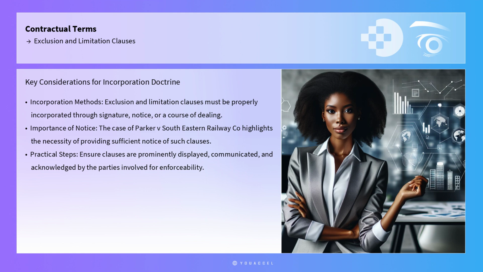Professionals must also consider the incorporation doctrine, which requires that exclusion and limitation clauses be properly incorporated into the contract. This can be achieved through signature, notice, or a course of dealing. The case of Parker v. Southeastern Railway Co., 2 CPD 416, highlights the necessity of providing sufficient notice of such clauses. Parker, having left his bag at a cloakroom, received a ticket that included an exclusion clause on the back. The court ruled that reasonable notice of the clause must be given for it to be enforceable. This underscores the practical step of ensuring that such clauses are prominently displayed, communicated, and acknowledged by the parties involved.